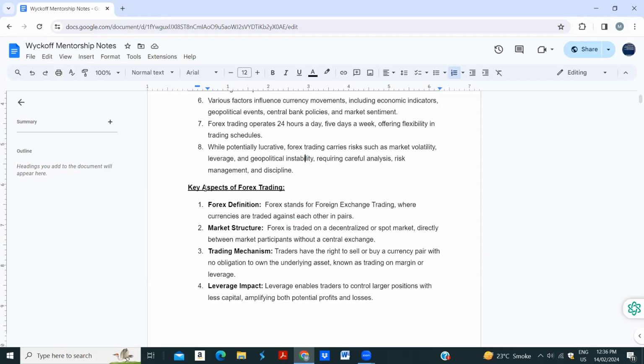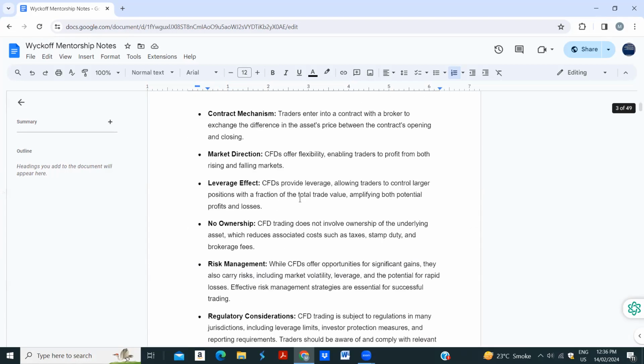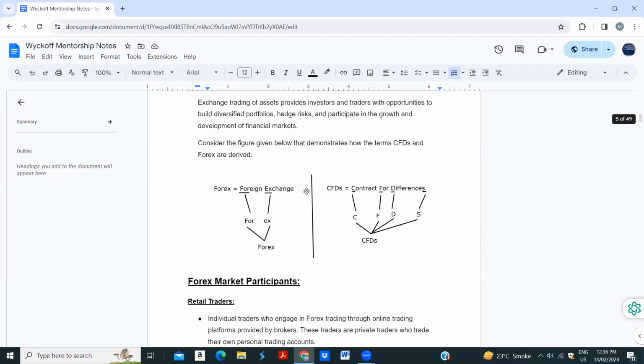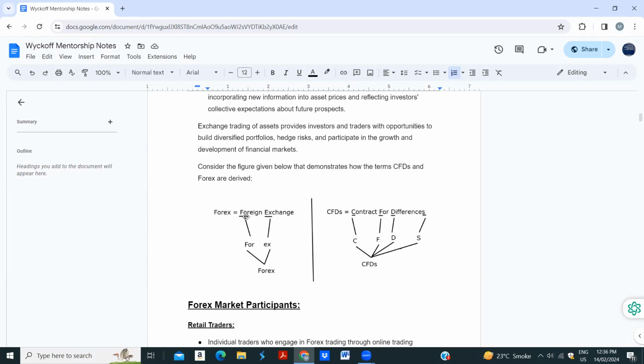Now, the key aspects of forex trading. First of all, we have a definition of forex. Forex stands for foreign exchange trading. Now we have to understand how this word forex is derived, or how this word forex came into being. What's the logic behind it? I've given a diagram here, you can see. Forex stands for foreign exchange. So FOR from foreign and EX from exchange, when we combine them together, it becomes forex. You can see over here.